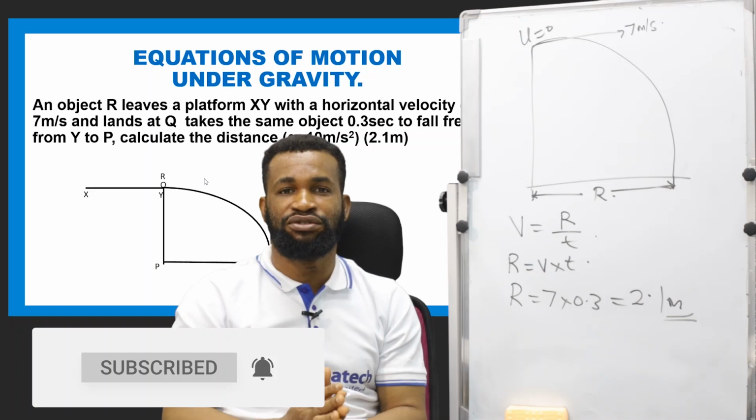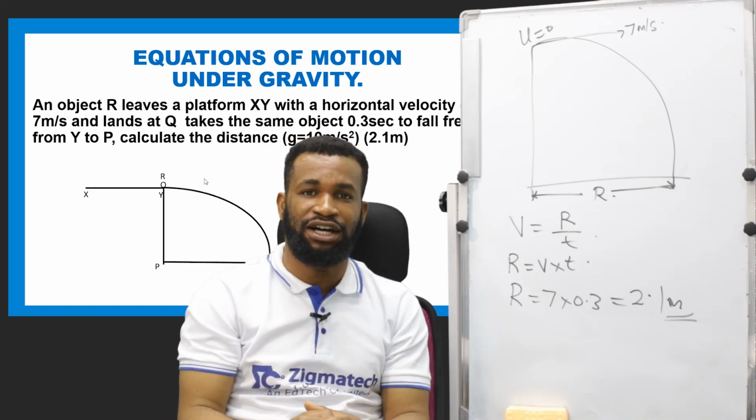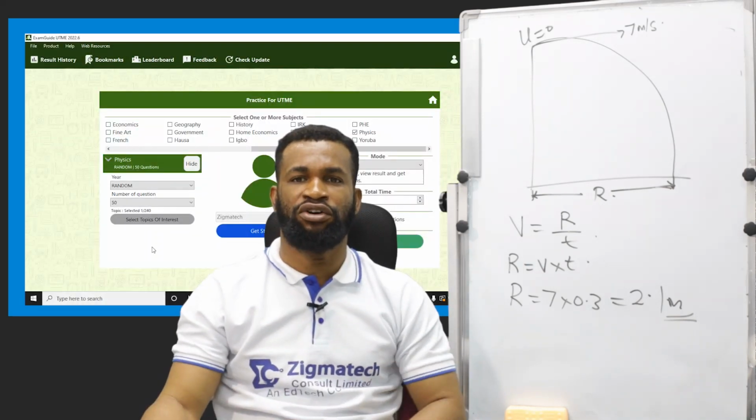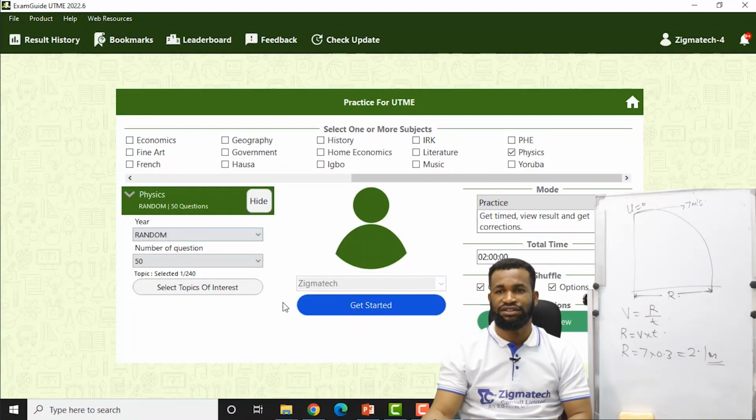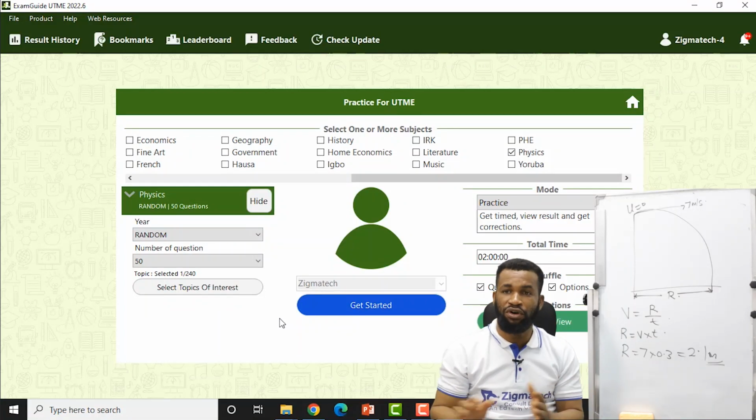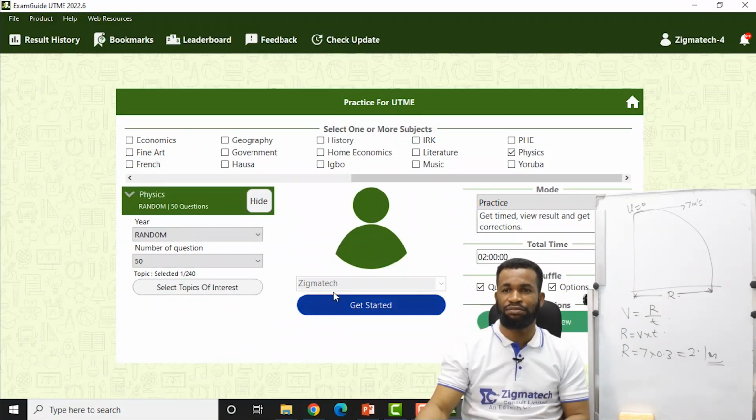However, before we go, we are going to take a few more exercises from Examguide app. Okay, we are on Examguide app now. I'm using UTME JAMB. So we are going to take a few more questions on this Examguide app.